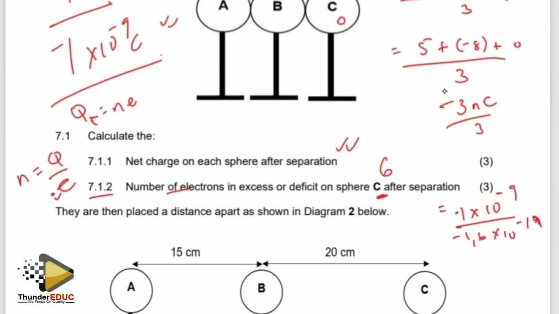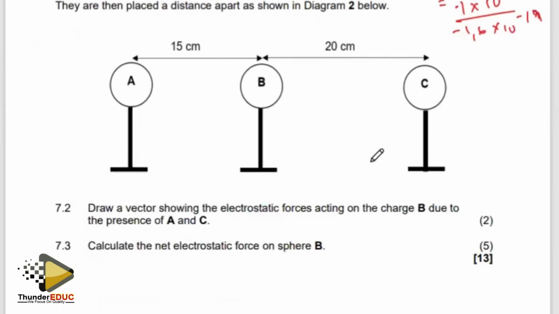So which means it's 6.25 times 10 to the 9, because 7 zeros. So this is the number of electrons that we have. Then the next scenario, they're telling us they are then placed a distance apart, as shown in diagram 2.